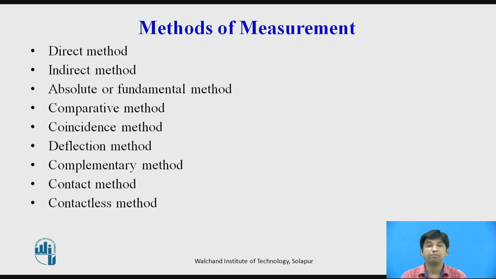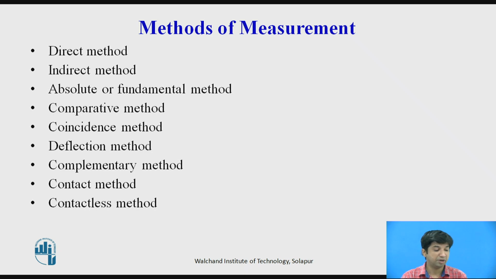Direct method of measurement. This is a simple method of measurement in which the value of the quantity to be measured is obtained directly without any calculations. For example, measurement by using scales, as you obtain the direct reading. So this is a direct method of measurement.